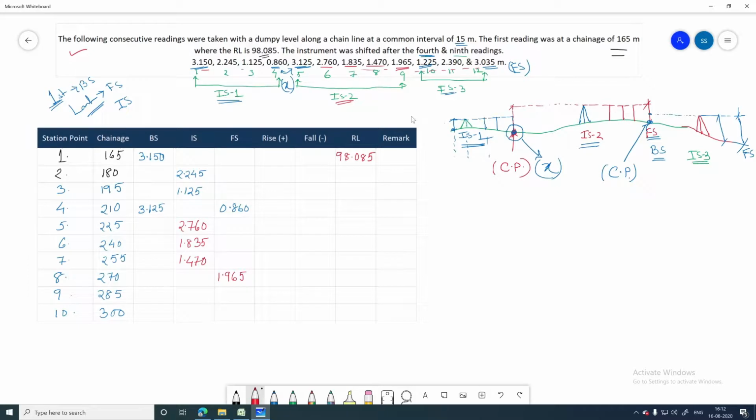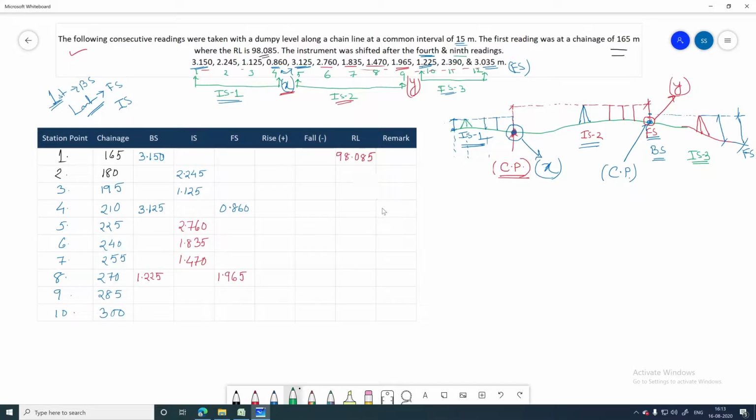Similarly to x, we consider this point as y. At this y point we have two values, 1.965 as well as 1.225. 1.965 is the foresight reading for instrument station 2, and 1.225 is the backside reading for instrument station 3. So 1.225 will be here. These points are called change points, that I have already told. So this is in remarks.